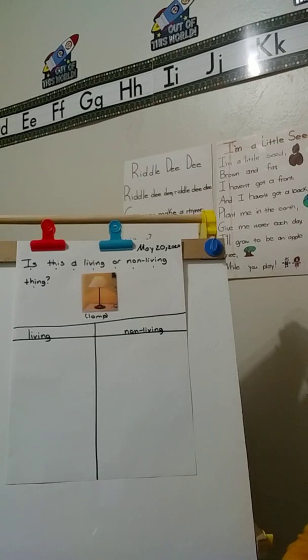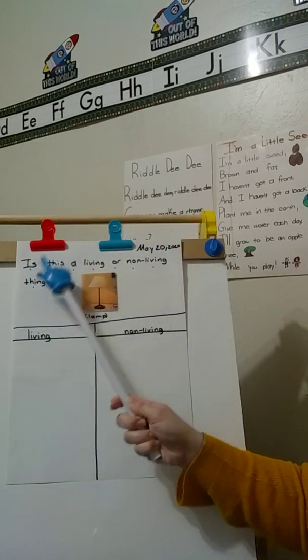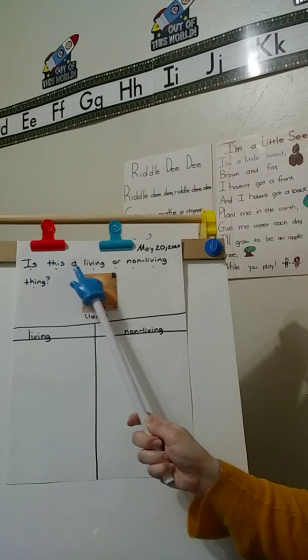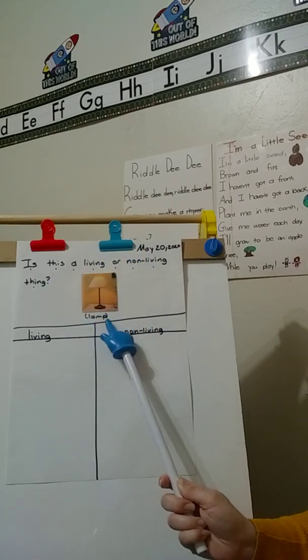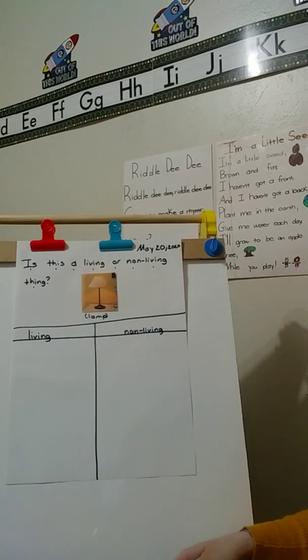When we read on the board, do we start from the left or the right? The left. The top or the bottom? The top. And it begins with a capital letter. It says, is this a living or non-living thing? This is a lamp. I want to know if it's living or non-living. Let me know your answer.